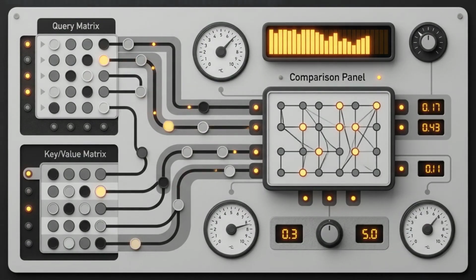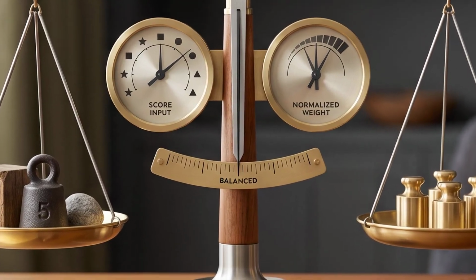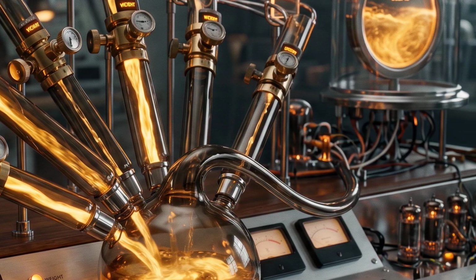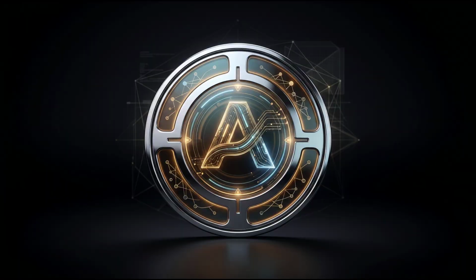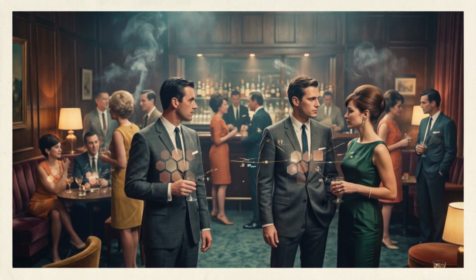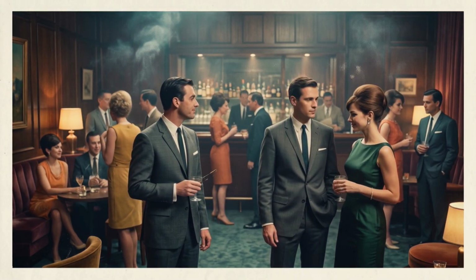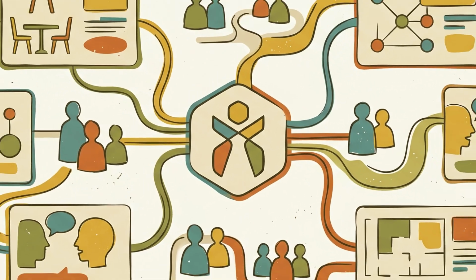That comparison produces attention scores. Those scores are then normalized so they become weights, and those weights determine how much of each token's value gets mixed into the current token's updated representation. That is attention. Each token looks around the room, decides who matters, and absorbs information accordingly. Now the token no longer represents only itself. It represents itself in context.